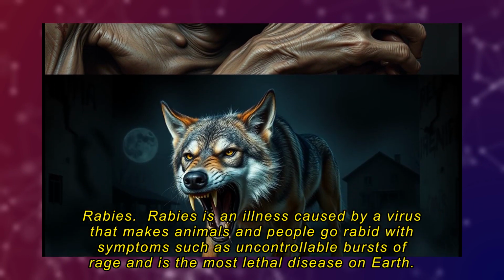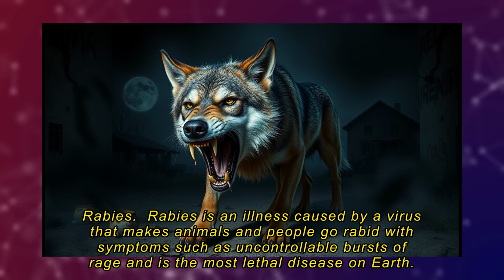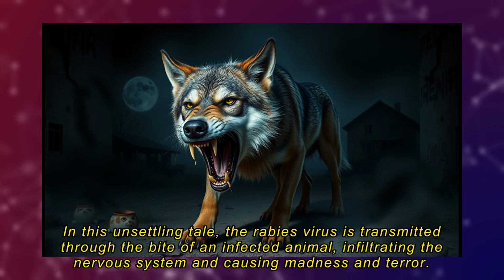Rabies. Rabies is an illness caused by a virus that makes animals and people go rabid with symptoms such as uncontrollable bursts of rage, and is the most lethal disease on Earth. In this unsettling tale, the rabies virus is transmitted through the bite of an infected animal, infiltrating the nervous system and causing madness and terror. Once human symptoms appear, they're nothing short of a terrifying thriller. Fear of water, severe hallucinations, and violent spasms are just some of the horrifying effects. What's even scarier is that 98% of all rabies cases lead to a tragic end soon after symptoms appear. And once they do, it's nearly always fatal.